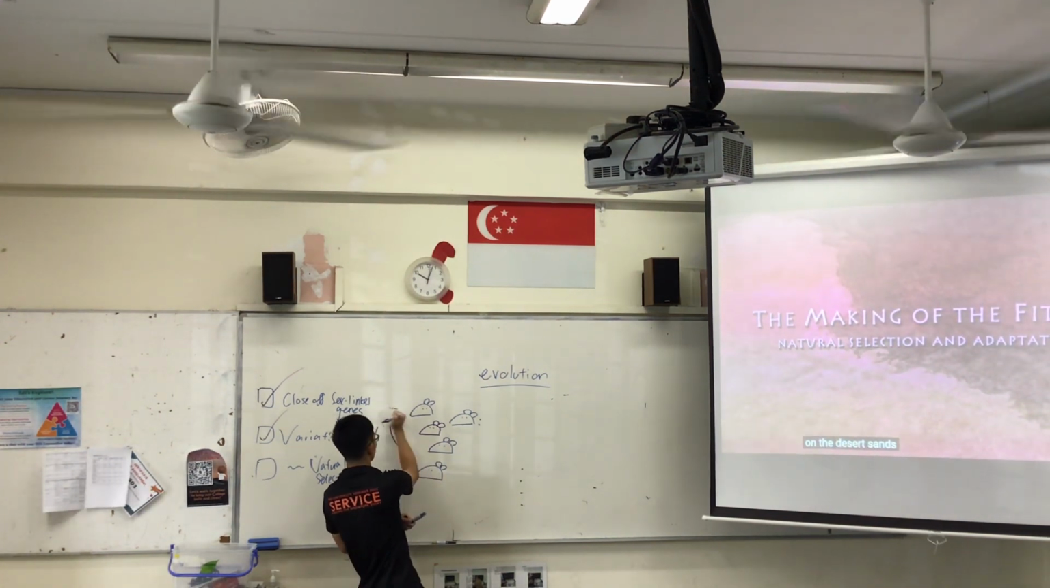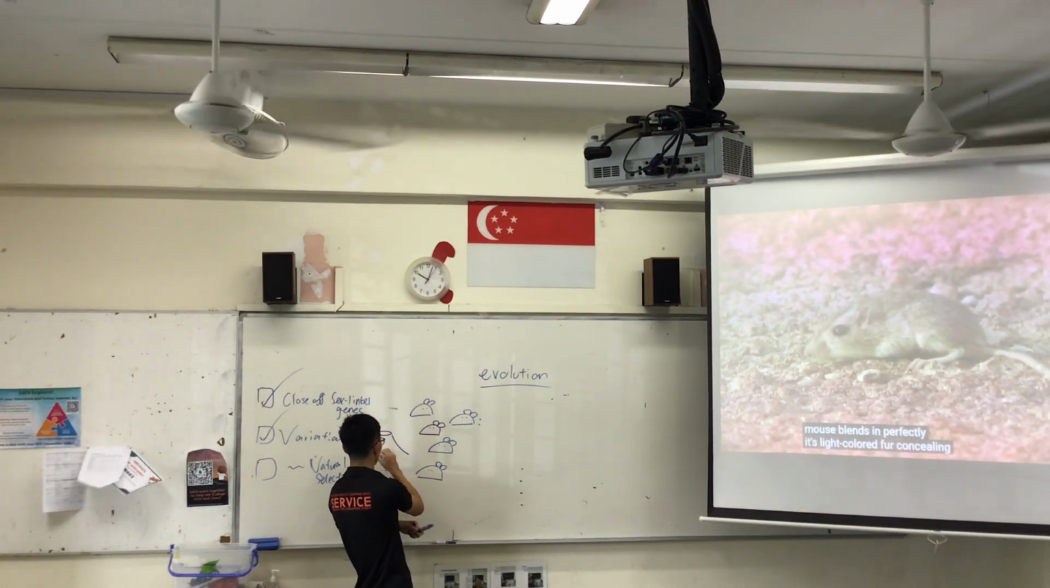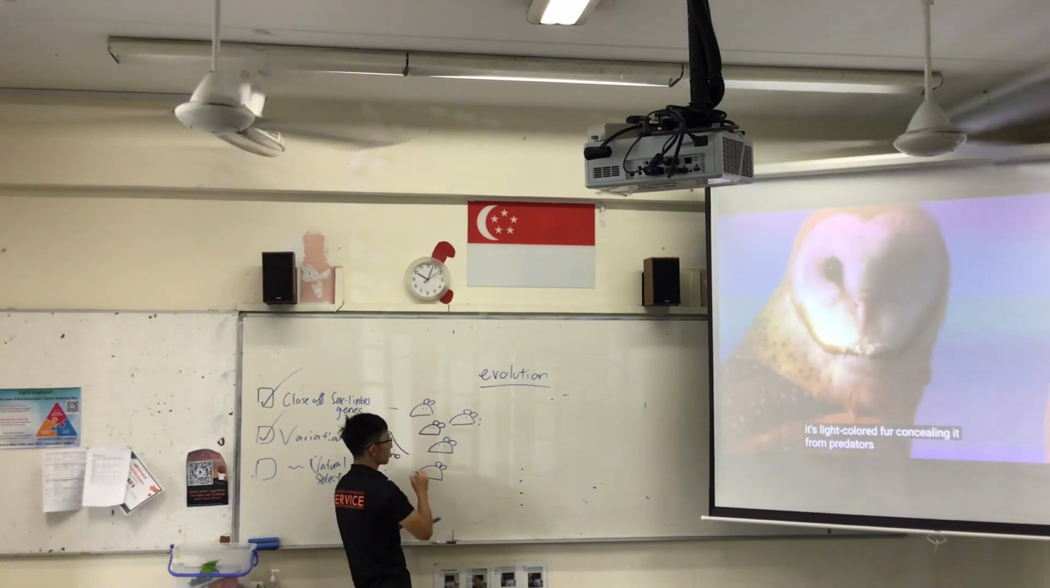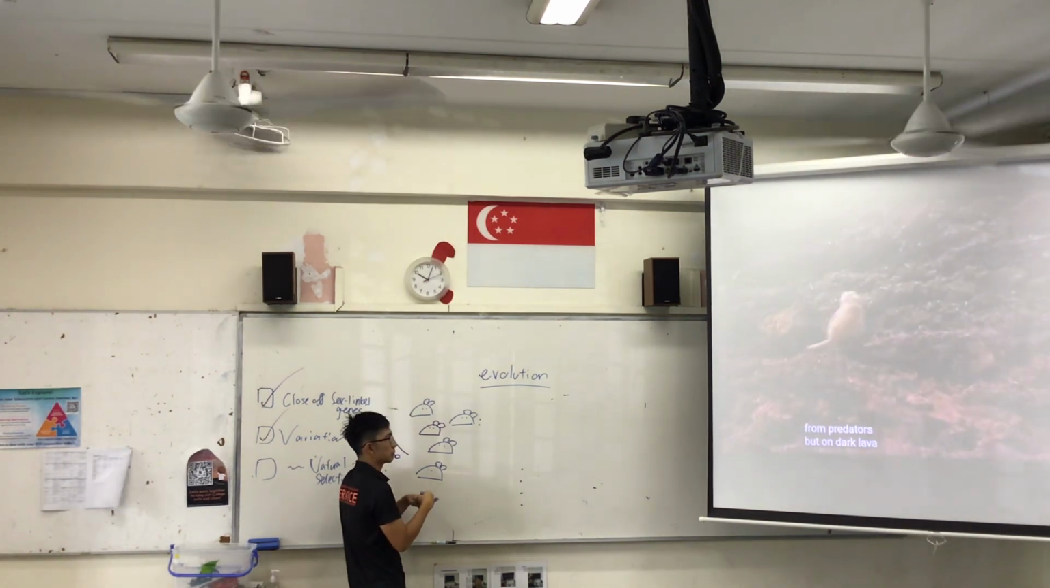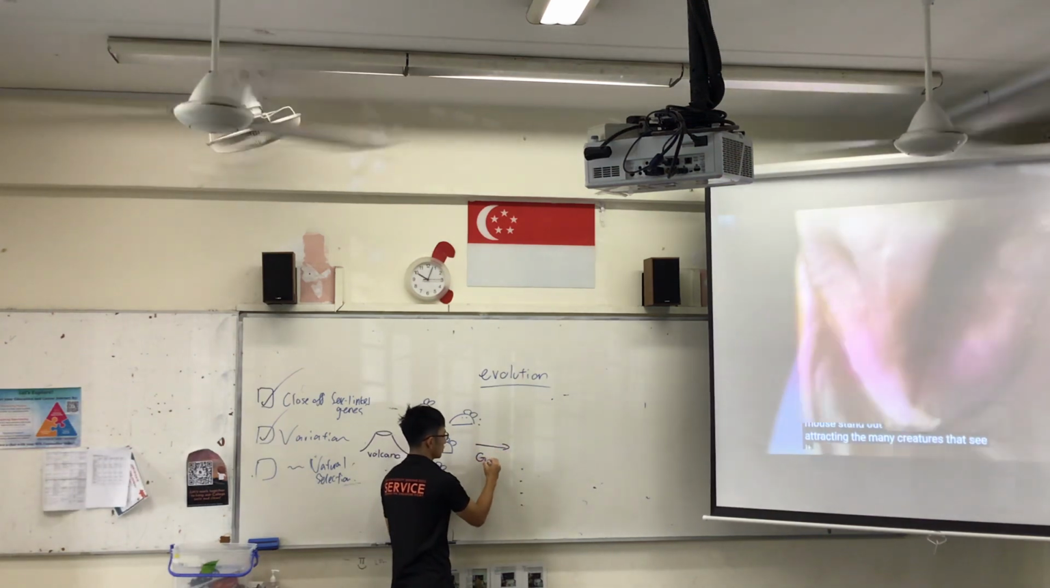On the desert sands, the rock pocket mouse blends in perfectly, its light-colored fur concealing it from predators. On dark lava, the same fur makes the mouse stand out, attracting the many creatures that see it as food.